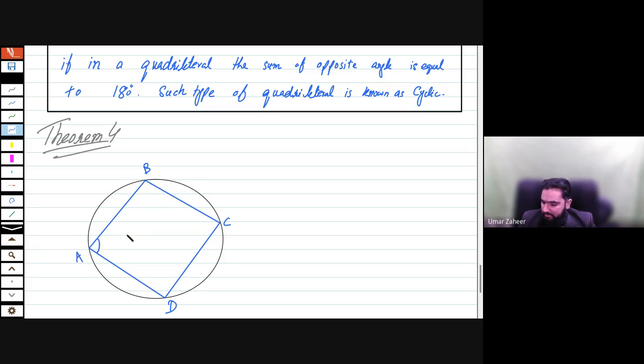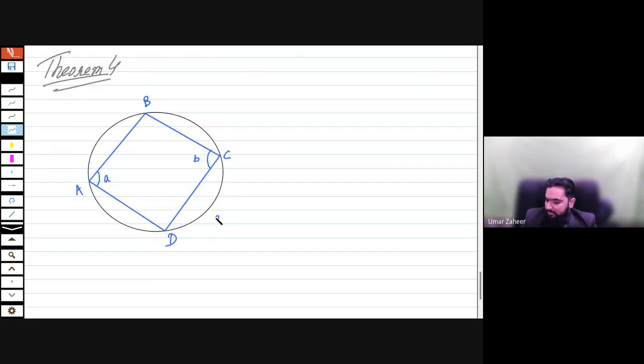Means the sum of these two angles, let's say it is A and it is B, their sum must be equal to 180 degrees. In the same way, the sum of these two, let's say it is C and it is D, must be equal to 180 degrees. For example, if it is given that it is 70 degrees, so it must be 110 because 180 minus 70 would be 110. Clear?